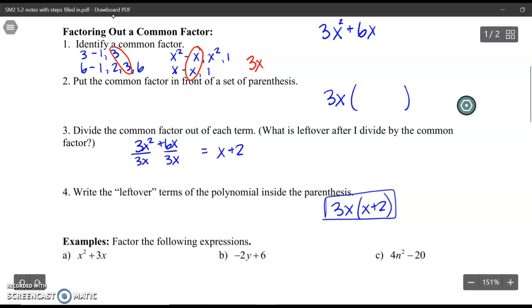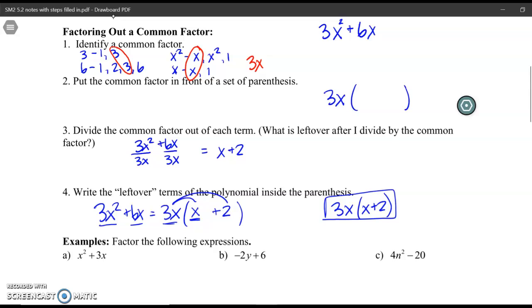Now, another way to think about figuring out what goes inside these parentheses: I'll do it right here. I have 3x squared plus 6x, that's what I started with. I'm going to put a 3x out front, and I know I have some things I have to put inside. For this first number, think about if I were to distribute the 3x in. What do I have to multiply this 3x by to get 3x squared? That's going to be x. What do I have to multiply 3x by to get 6x? That's going to be 2. So you can kind of think about it that way. What do I need to multiply the GCF by in order to get back to my original?